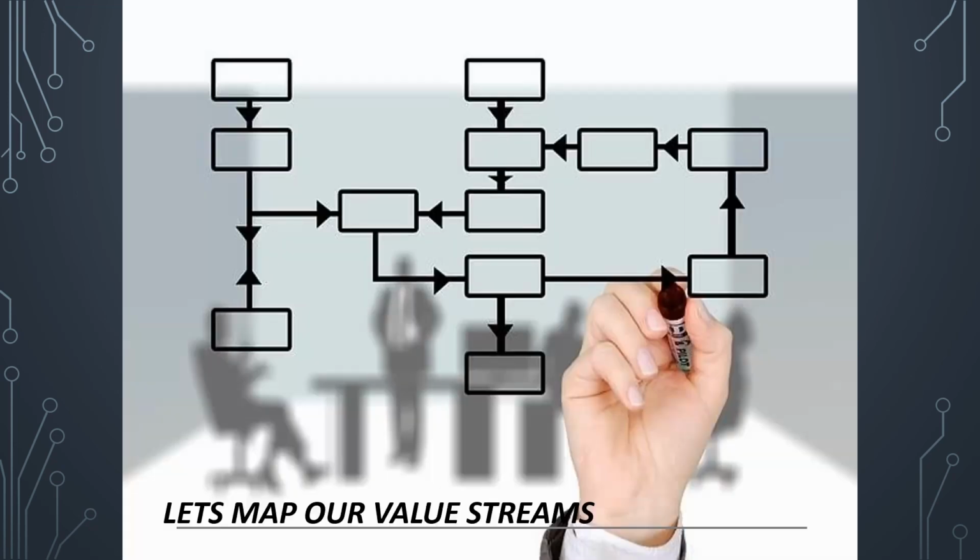By following these 6 steps of value stream mapping, organizations can gain valuable insights into their processes, identify opportunities for improvement, and implement changes that lead to greater efficiency, quality, and customer satisfaction.